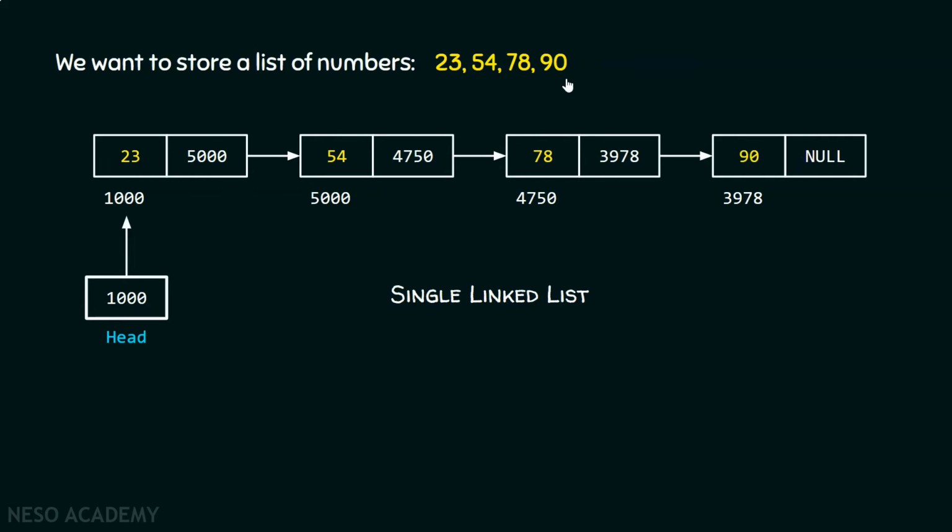This is the list we want to store and this is how we are storing it. The first node contains this particular data, that is 23, second node contains 54, third node contains 78 and last node contains 90. You can see the addresses of these nodes as well. This is 1000, this is 5000, this is 4750 and this is 3978. I'm assuming these addresses, of course. This is not something that I have taken from somewhere.